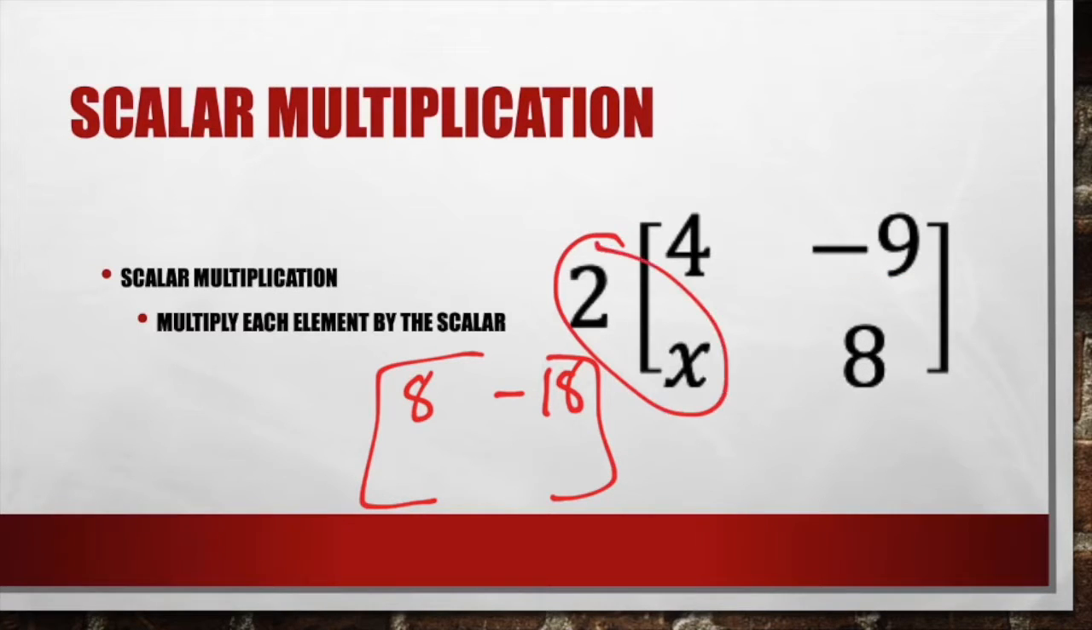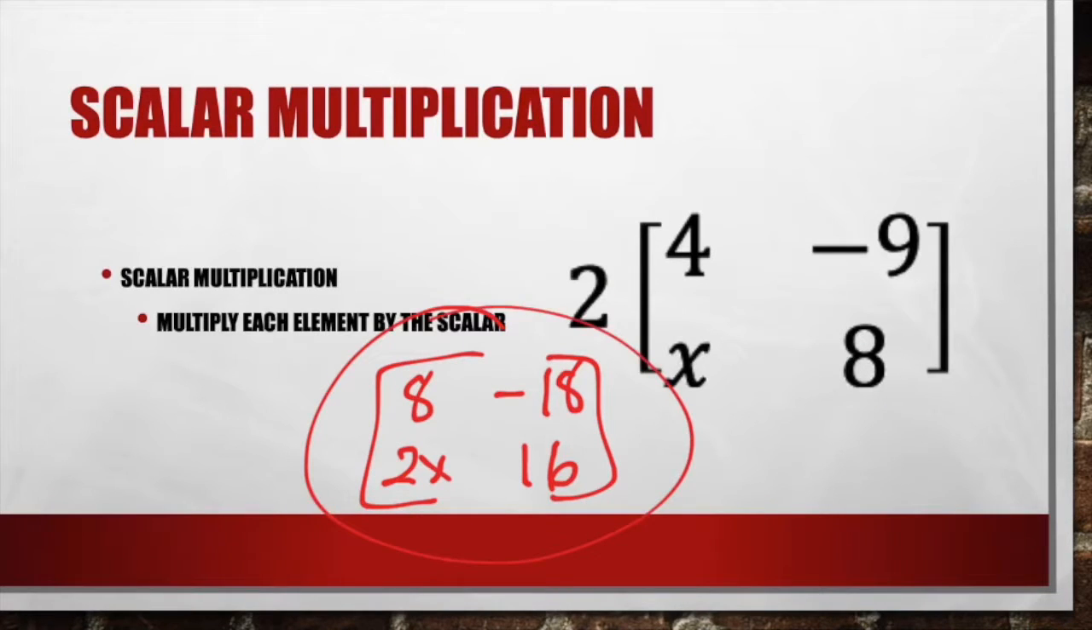Then we'll multiply the 2 and the x to get 2x, and we'll put it in the place where the x was. We have the 2 times the 8, and we'll get 16, and we'll put it in the place that the 8 was. And here is our new matrix for our scalar multiplication.